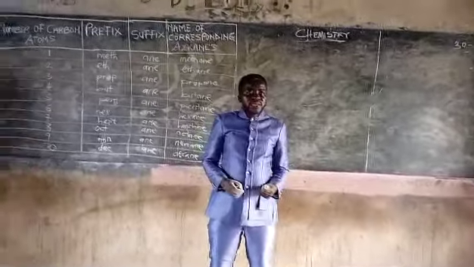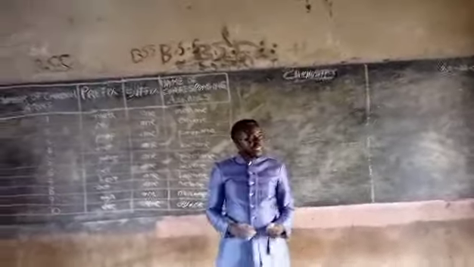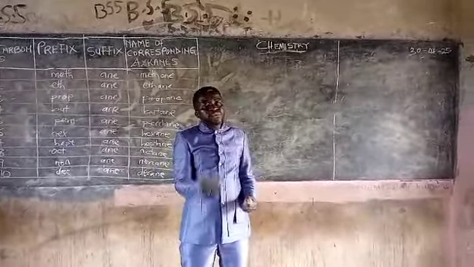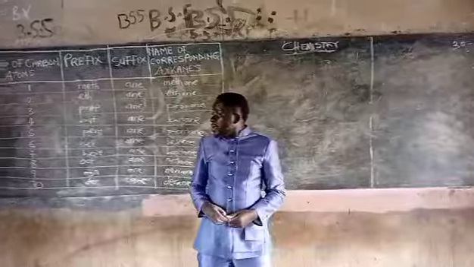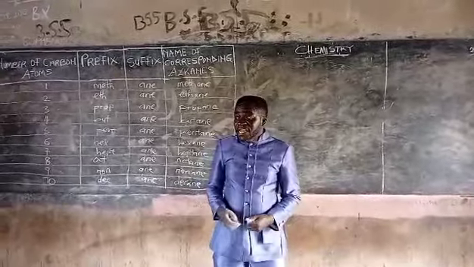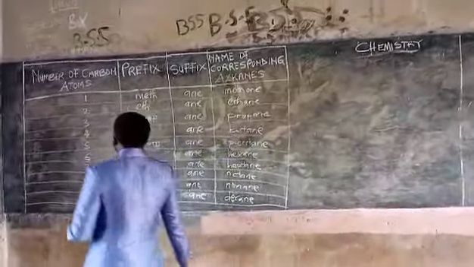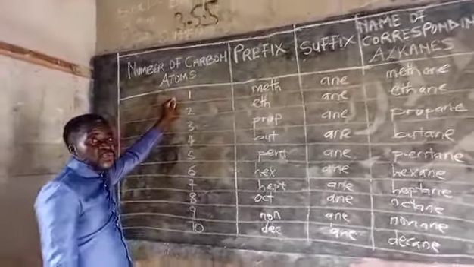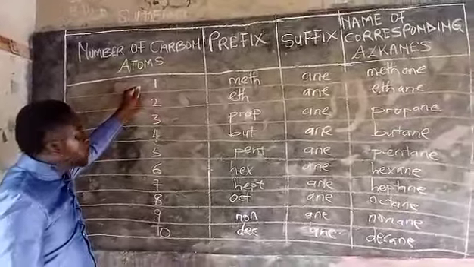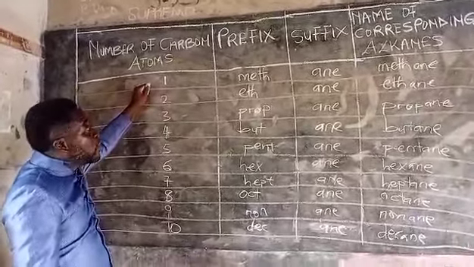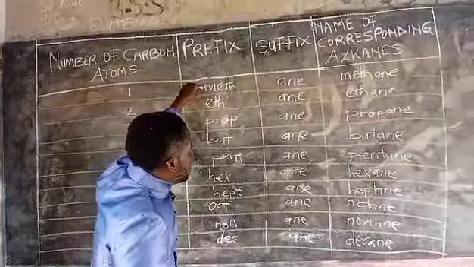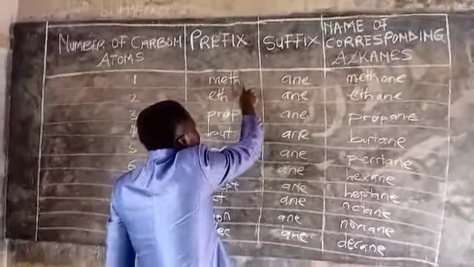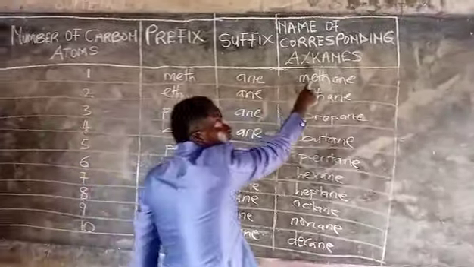Last week we started with the naming of alkanes, and I took time to take you through some alkanes and how they are named. This morning, let's go through it again and use that as a basis for today's lesson. We said last week that an alkane with carbon number 1 has a prefix meth. Then the suffix is ane. So when you add meth and the ane together, you have methane.